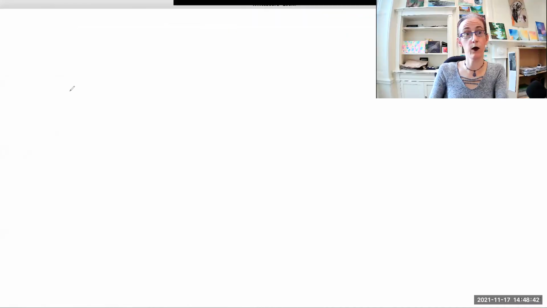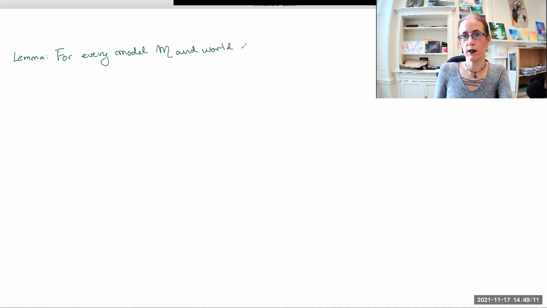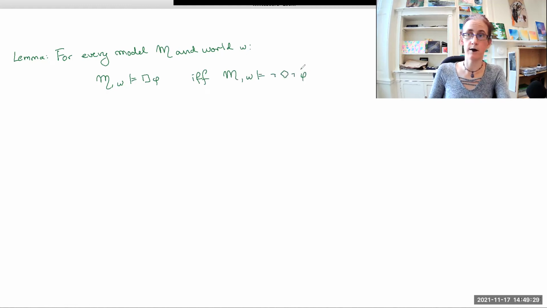So let me bring up our whiteboard so we can get a clear picture of what it is that we're going to prove. It is the following lemma, and I'm actually only going to prove half of it. I will leave the other half to you as an exercise for the reader, or in your case, viewer. If you want to try giving me the other half of the proof, you can stick it in the comments and I'm happy to take a look at it. The result is that for every model M and world W in that model, the following holds: necessarily phi is true at W in M if and only if not possibly not phi is true at W in the same model.